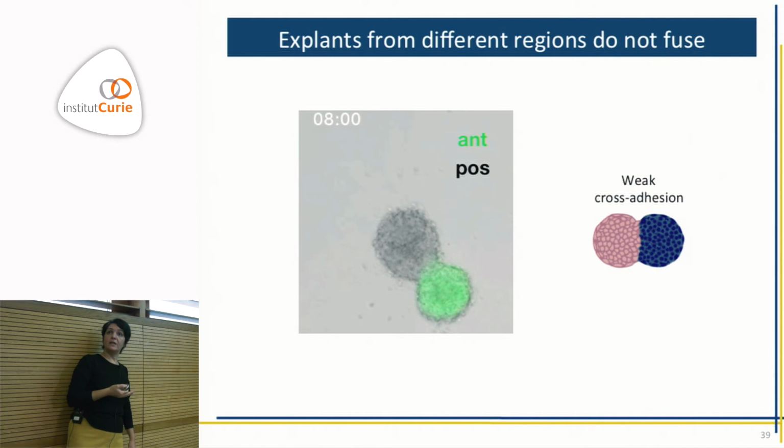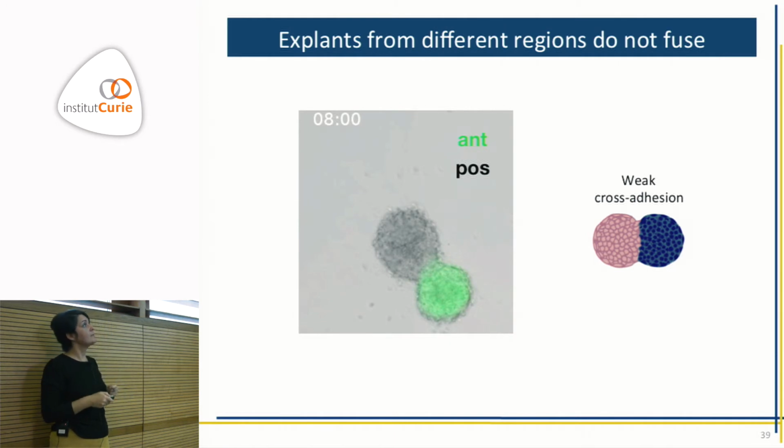The way we explain this is that at the anterior of the PSM, your cells are starting to express specific cadherins that don't exist at the posterior. So these two cadherins don't find each other, and the cells don't merge to each other anymore.